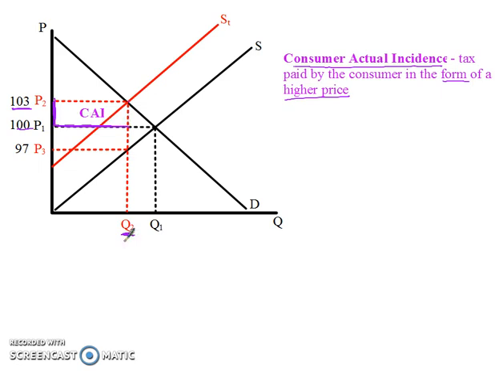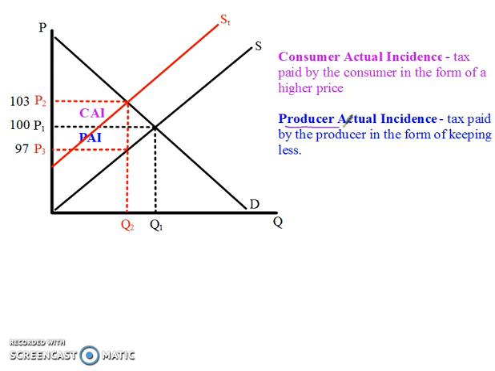Let's put a number on it. Let's say they're buying 10 units of the good. That would mean that the consumer actual incidence would be equal to the area of this box, or rectangle, which would be the height of 3 times the base of 10, so the consumer actual incidence would be $30.